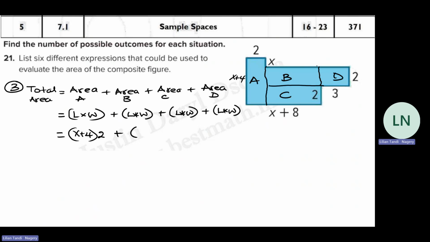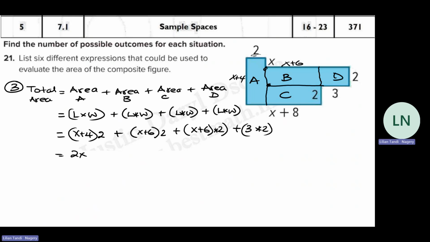What's the distance from here to here? I know that I already have 8, but I'm removing this 2, so this will be x plus 6. So x plus 6 times 2, the width. The distance from here to here is 2. Plus area C, same thing, x plus 6 times 2. Okay? Then area D will be 3 times 2.